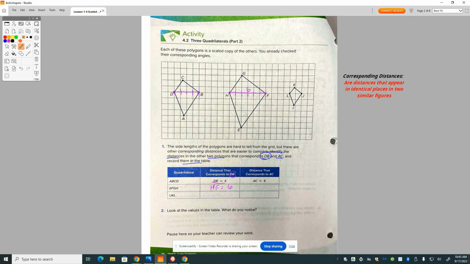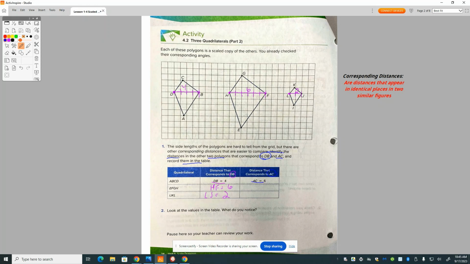Now, looking at the corresponding distance in figure 3, I would say it's from L to J, which is a distance of 1 and 2. So LJ is a distance of 2. Now, those are the corresponding distances of all three figures. Let's go ahead and find the corresponding distance of AC now.